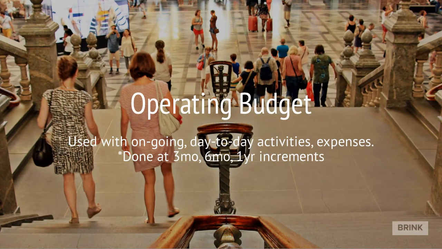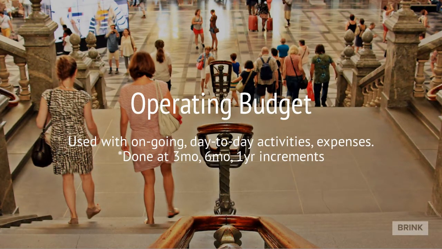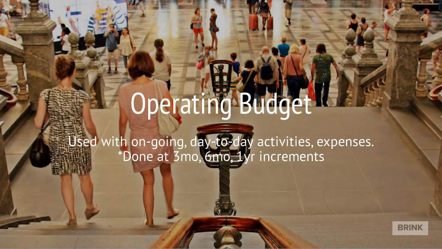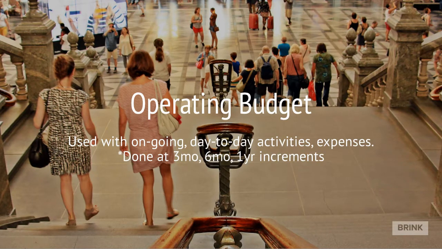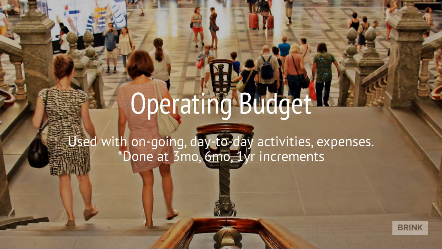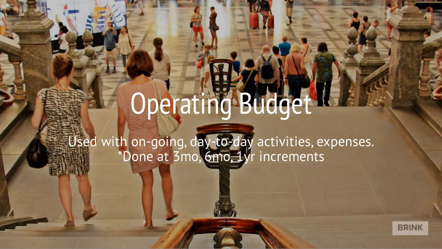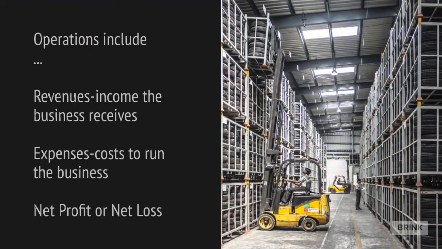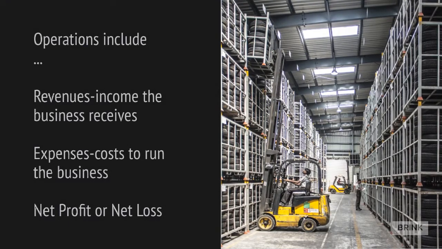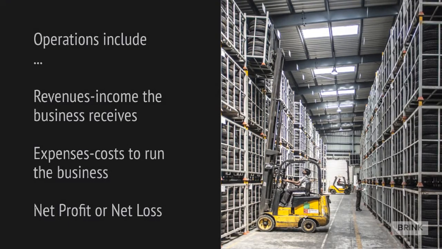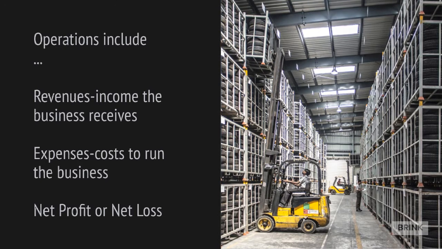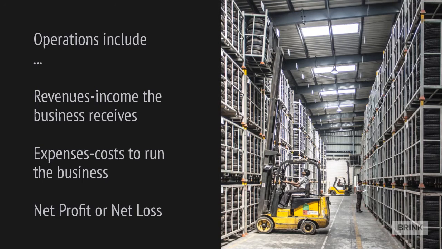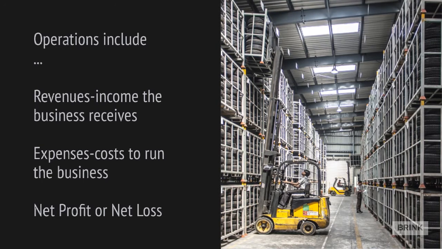An operating budget looks more like a budget that an individual might use to monitor their personal income. It's used ongoing for day-to-day activities and to monitor expenses. Operating budgets are done for 3-month periods, 6-month periods, or 1-year periods. An operating budget includes revenues, or the income that a business receives, expenses, which are the cost to run the business, and at the end, a comparison of the two generates either a net profit or net loss.